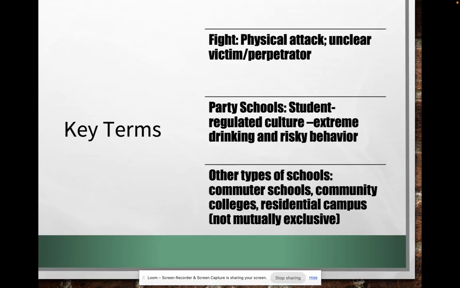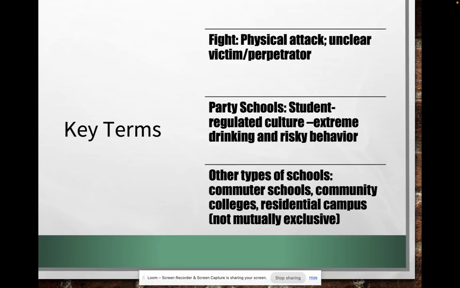A party school is this student regulated culture that exists on some college campuses where there's extreme drinking and risky behavior. This is actually pretty official. The Princeton Review, which creates a lot of test prep stuff, like if you want to study for the GRE or the MCAT because you want to go to grad school or med school when you graduate, you go to the store, you buy a study book, and it's probably written by the Princeton Review. So they actually have a set of criteria that they use to evaluate colleges across the country to determine the party schools, and they make an annual list.